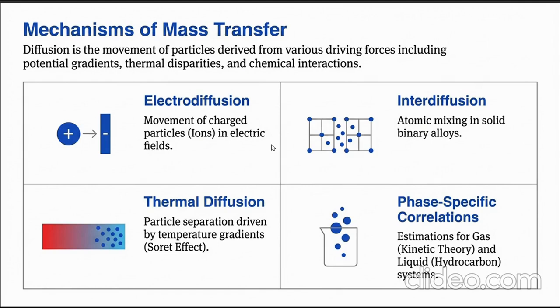Mass transfer is not always driven by a concentration gradient. Electrodiffusion accounts for migration of species in an electric field. Interdiffusion involves the mutual transport of atoms in solid state alloys. Finally, the Soret effect describes mass flux induced by a temperature gradient, known as thermal diffusion.